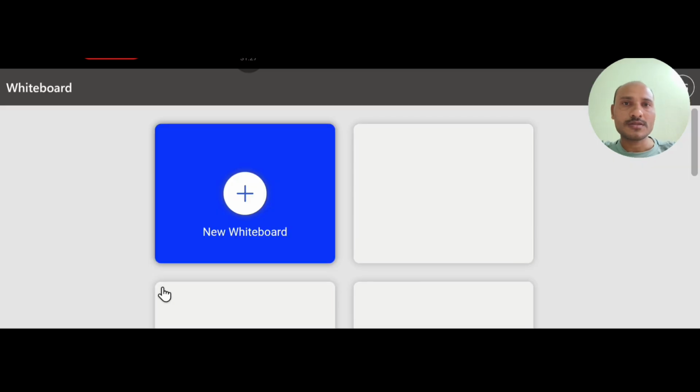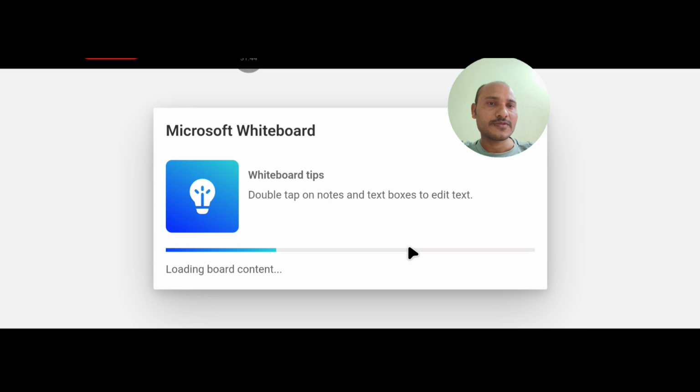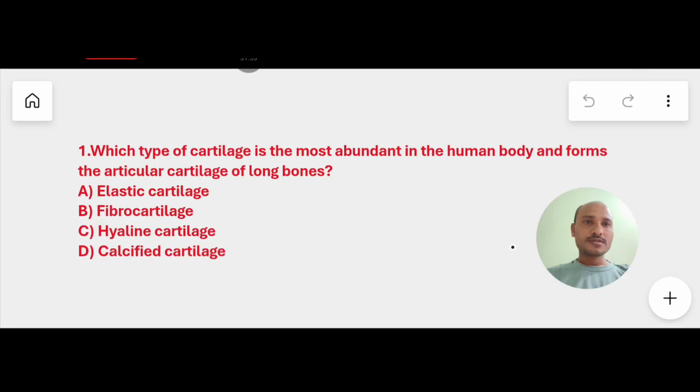So here I have provided three important MCQs for you. First MCQ: which type of cartilage is the most abundant in the human body and forms the articular cartilage of long bones? There are four options: elastic cartilage, fibrocartilage, hyaline cartilage, calcified cartilage.